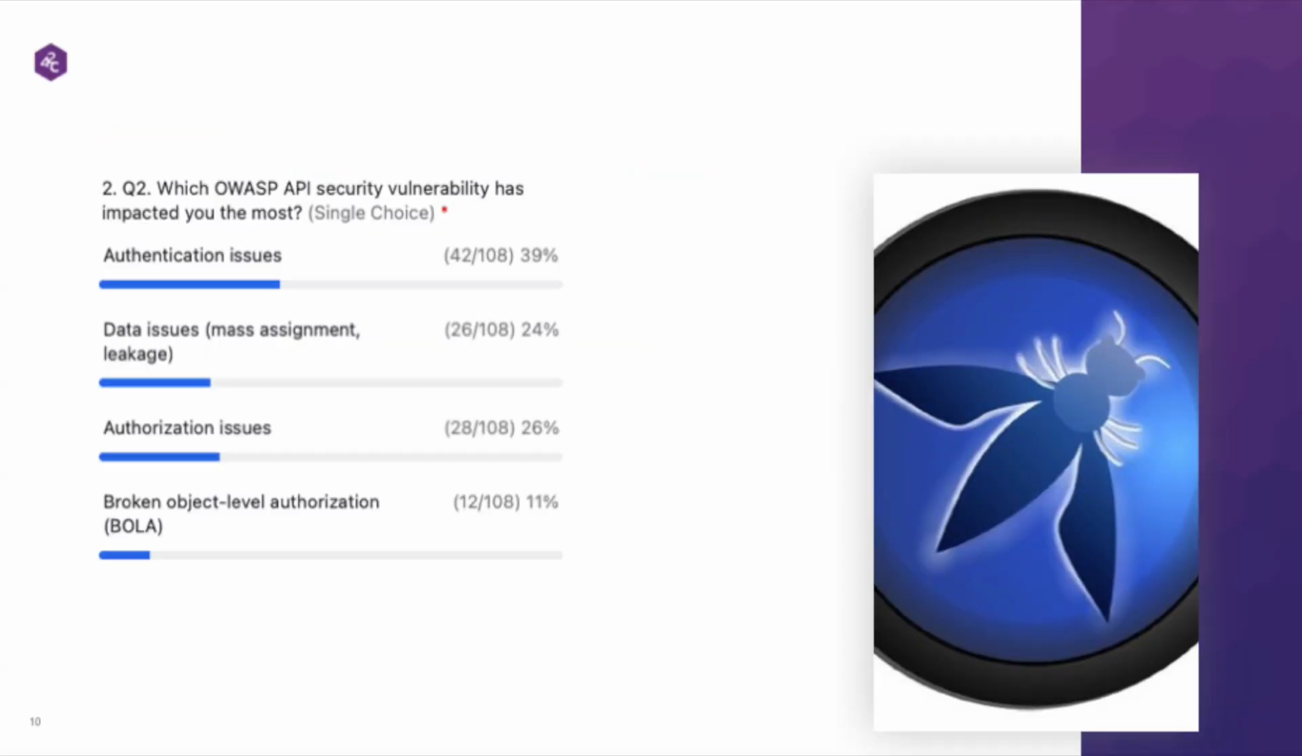So hopefully you can see it on the screen there? I can do. So the answer to question 2 was around which of those security vulnerabilities impacted you the most. And it's 39% authentication, authorization 26%, data issues 24%, and BOLA down at 11%. So authentication, quite a long way in the lead. I guess that's not to be unexpected, Philippe.